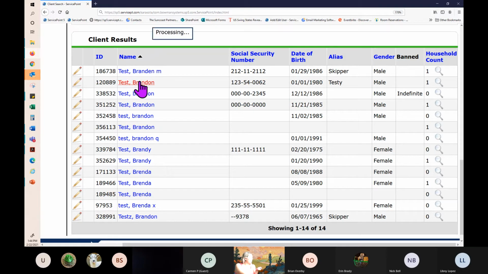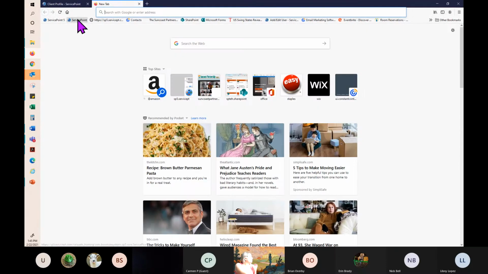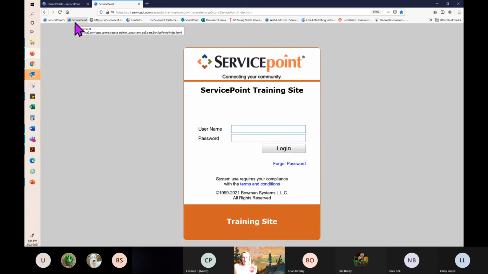Feel free to use this client to test things on, but also feel free to use our training site. I can send your training site also. Anything that you enter into this training site, you cannot mess up, essentially. There's nothing that you can enter in here that will affect anything in the live site. So you can create as many bogus clients as you want, provide them all the services in the world, whatever you need to do to learn. I highly recommend it. I encourage you to use this training site and work with it from there.